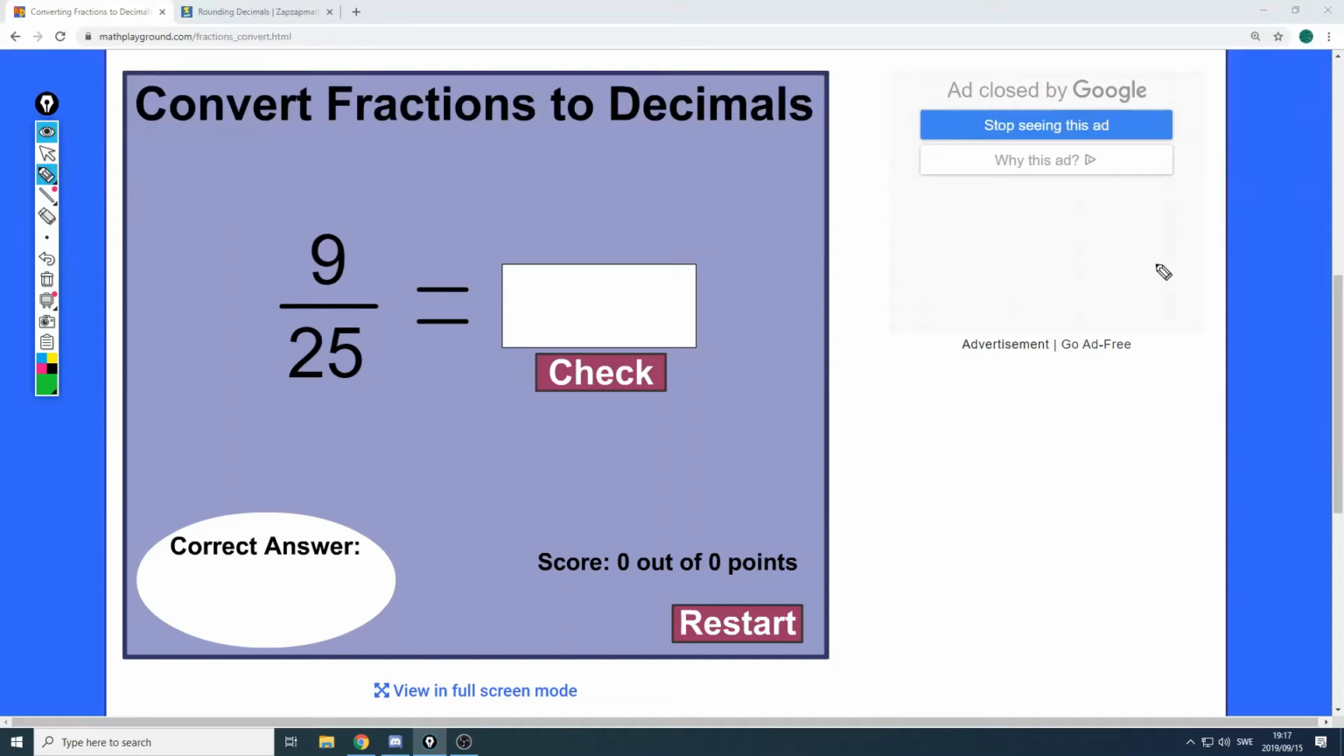Hey Year 7s! This week we learned about converting fractions into decimals and rounding whole numbers and decimal numbers. Let's start off with converting fractions into decimals. We learned that there are two ways that we can do this.